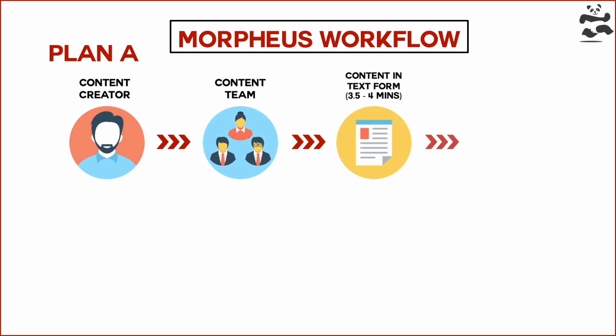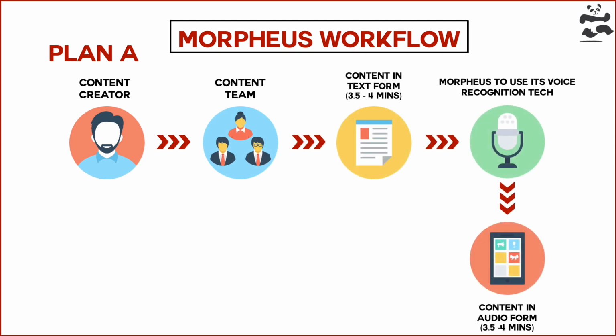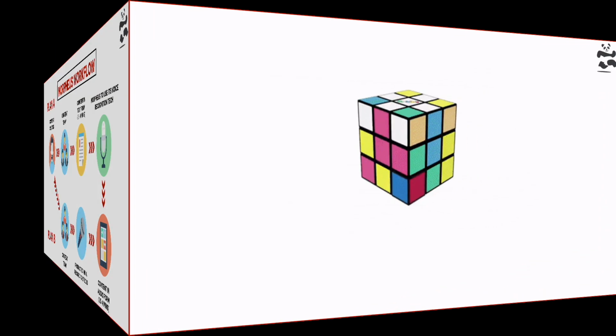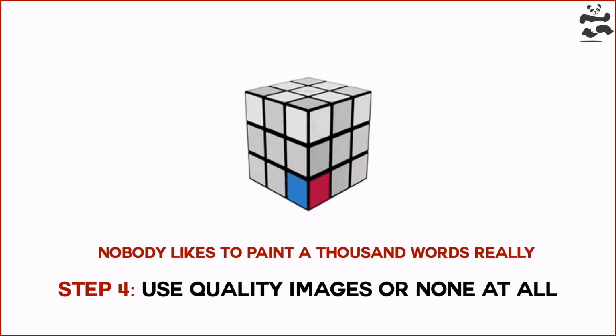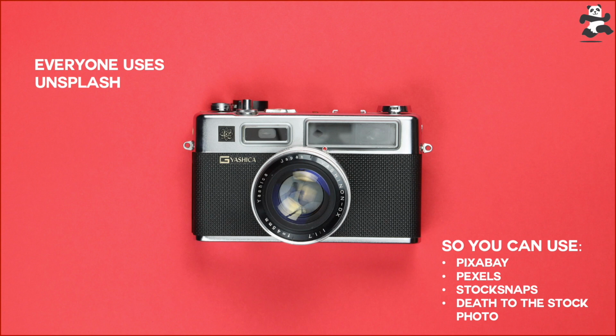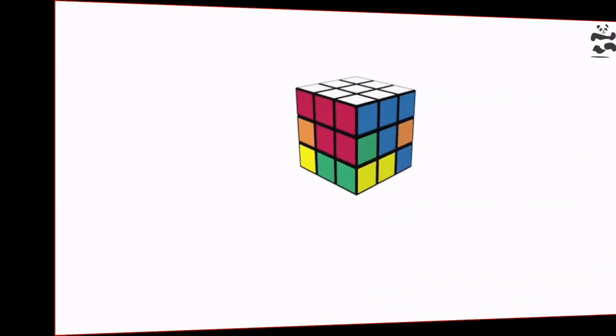Making use of iconography to ensure that the workflow is retained in the head. Also having visuals ensures that stuff is interesting and goes beyond the boring aspect of just plain text on your slide. The next step here in case is to use quality images or none at all. Pretty much everyone I know uses Unsplash, so you can also look for quality pictures on Pixabay, Pexels, Stock Snaps and the like. Having quality images always embellishes your slides.